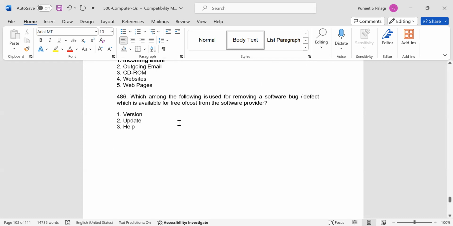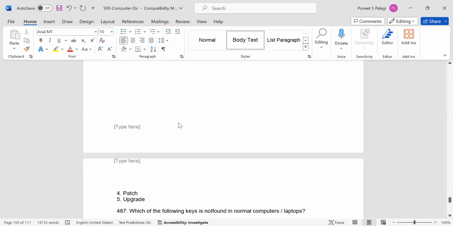Which among the following is used for removing a software bug which is available for free of cost from the software provider? Which is used for removing the software bug which is available for free of cost? It is patch.